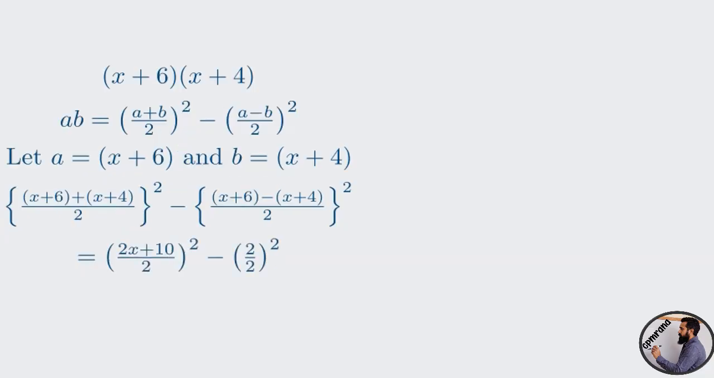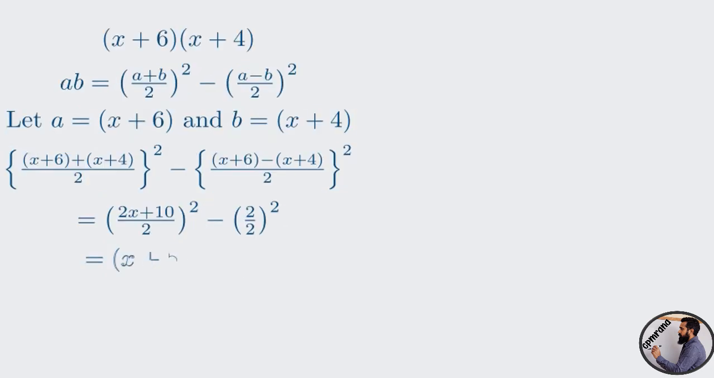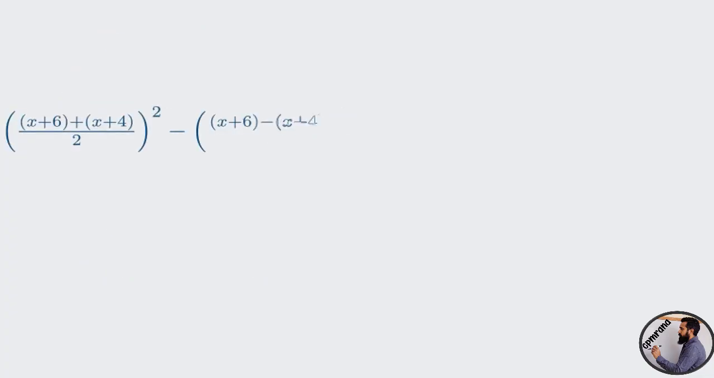Simplifying the numerators, we get (2x plus 10) over 2, squared, minus 2 over 2, squared. Finally, this simplifies to (x plus 5) squared minus 1 squared. Let's simplify the expressions inside those brackets, step by step, to reach our final form.